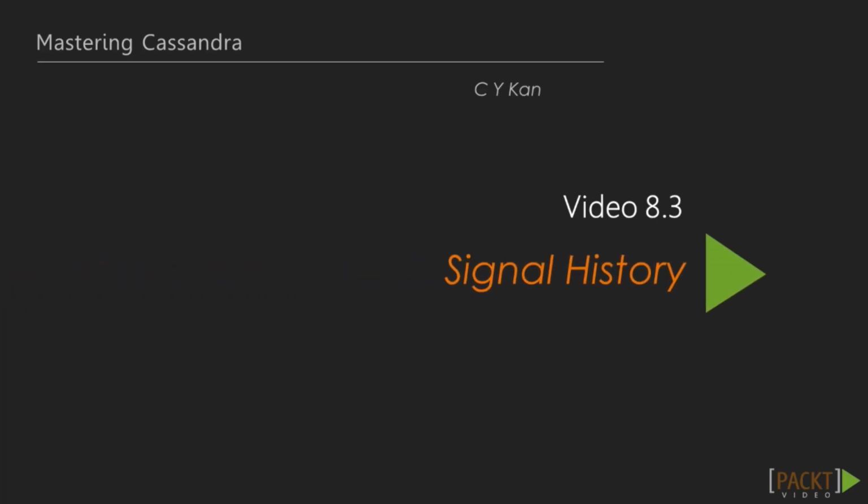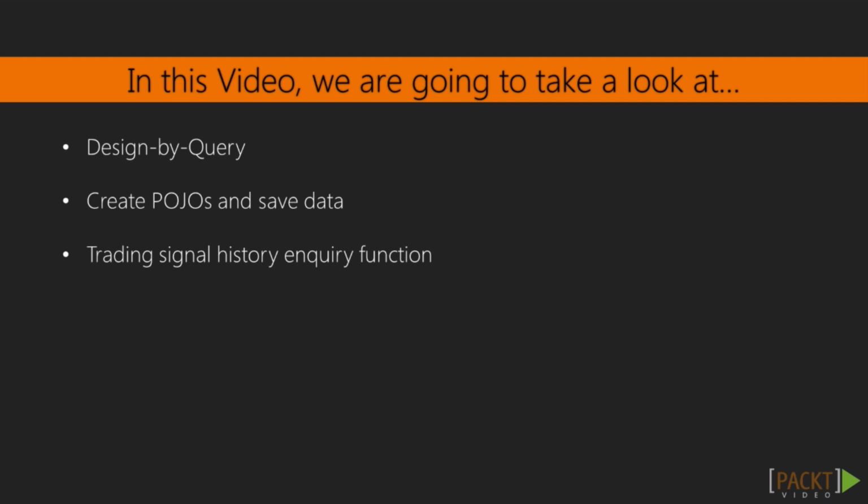Welcome to the third video of Section 8, Signal History. In the previous video, we designed a very rudimentary trading signal for our application. In this video, we'll apply the design by query technique to create two Cassandra tables of similar structure to meet different requirements. Accordingly, we'll create the POJOs and the logic of saving them into the database. And we'll build an online inquiry function to illustrate the use of one of the tables.